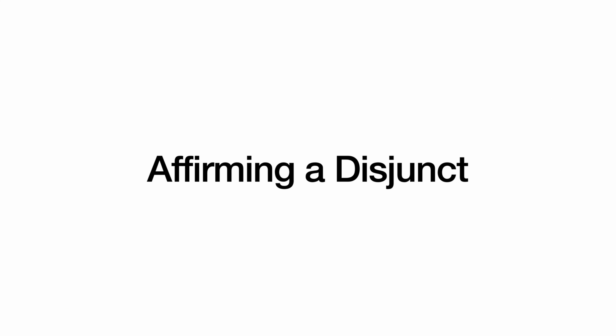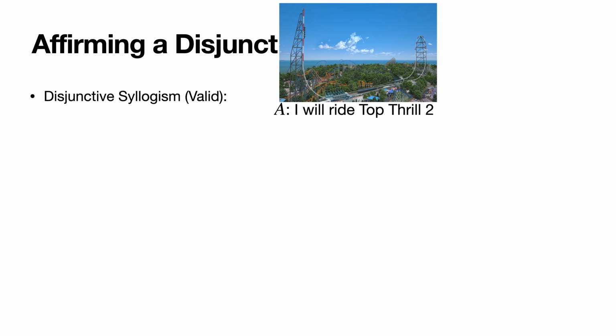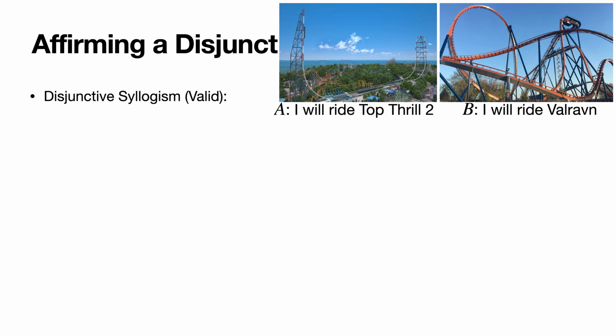Now we're going to talk about affirming a disjunct. And I think this is the one that's perhaps the most excusable out of all the fallacies. Affirming a disjunct is similar to the disjunctive syllogism, but it occurs when we make the mistake in thinking that knowing something about one proposition tells us something about the other. So think about it like this. Let A be the proposition that I will ride Top Thrill 2, and B be the proposition that I will ride Valraven. The disjunctive syllogism goes like this.